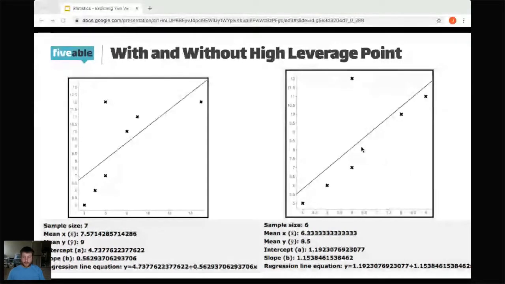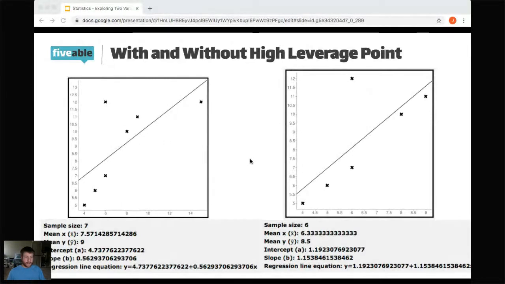So again, just to review, to recap, the outlier is going to be the one that's an extreme Y value. The high leverage point is an extreme X value. Both are influential points because they affect what the model is going to look like.